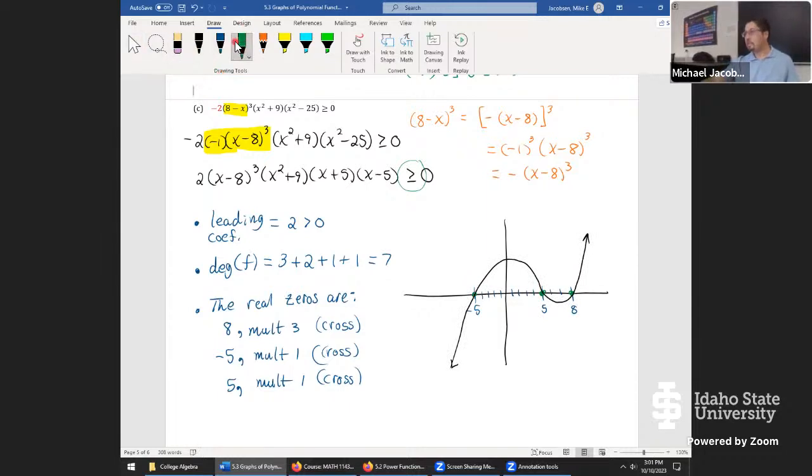Last thing to do is look at the direction. If it's a greater than, we want all the regions where the curve is above the x-axis to match up with a greater than there. So this region from -5 to +5 would be part of it. Then starting at 8 and going to the right forever towards +infinity, that's the last region.